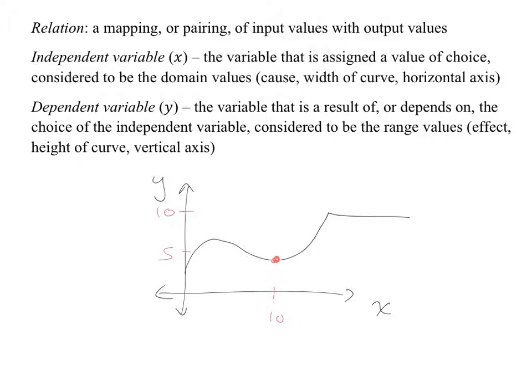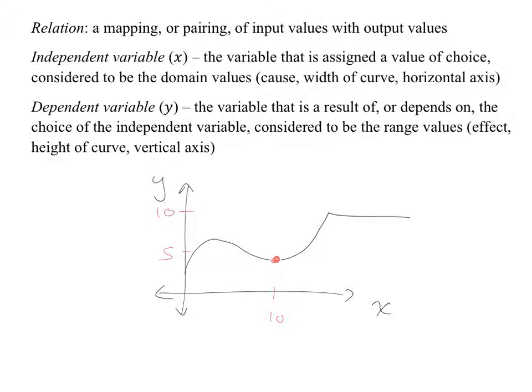The horizontal axis simply means go along the horizontal. That gives you the independent value right there. Go along the vertical. That gives you the dependent value right there. So independent and dependent is x and y, but it's really what you put in and what you get out.